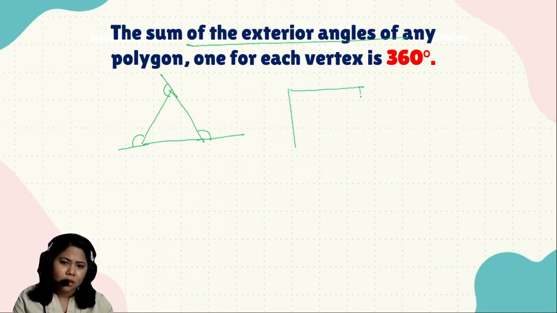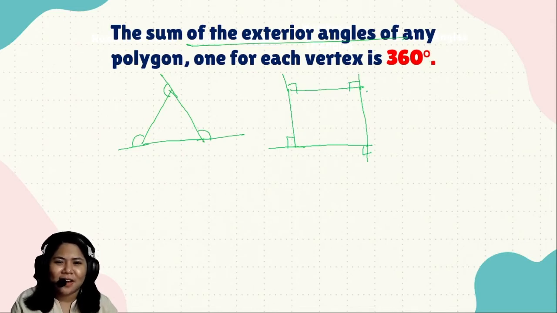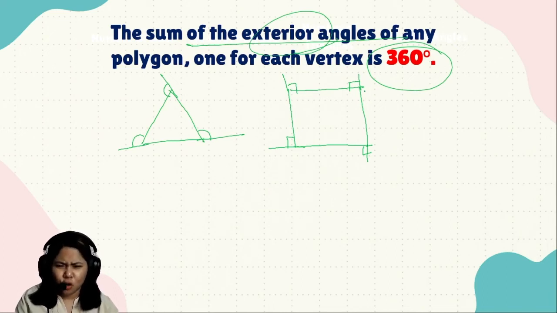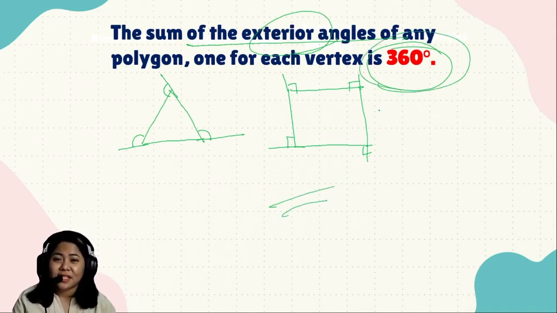Kapag inadd ko yung mga exterior angles niya, kahit ano itsura niyan, it's always 360 degrees. So, pag tinanong kayo ano yung sum ng exterior angles ng isang decagon, dodecagon, octagon, nonagon, hexagon, heptagon, kahit ano man yan, the answer is always 360 degrees.